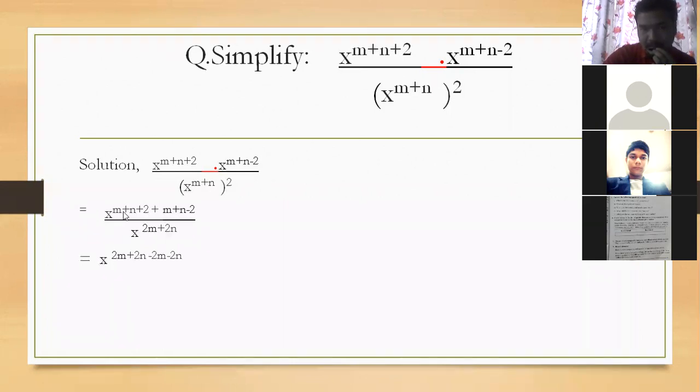Now m plus m is 2m, n plus n is 2n, and 2 minus 2 is 0. Then the denominator's power goes up and becomes minus. And x to the power 0 means 1. Its value is 1. Answer like this.